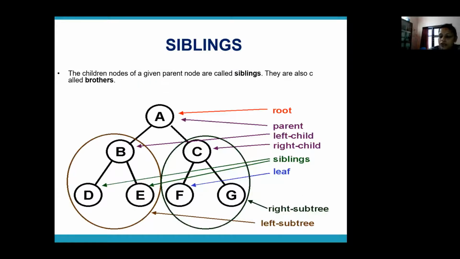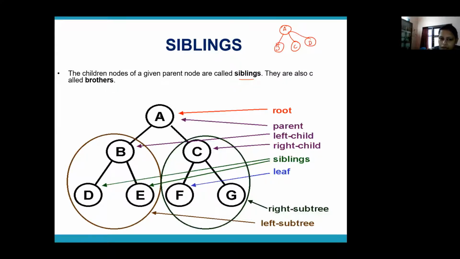Now the next term is siblings. You know what is meant by sibling, right? The children nodes of a given parent node are referred to as siblings. That means if you have a node A and it has three children, B, C and D, then B, C and D are called siblings. So the children nodes of a given parent node are called siblings. They can also be called brothers.